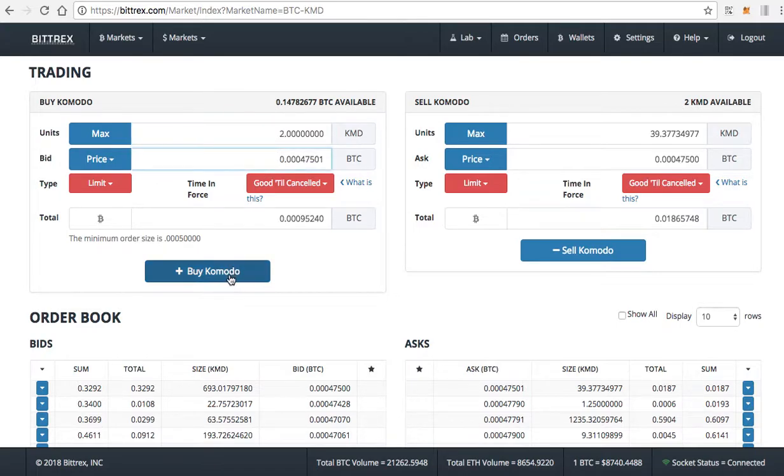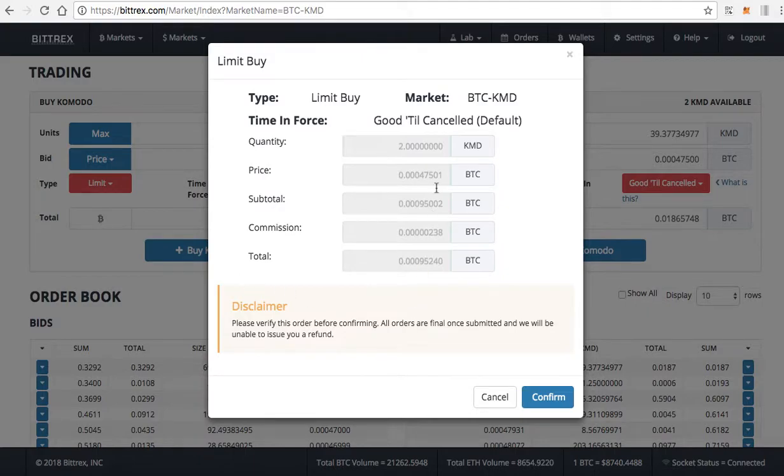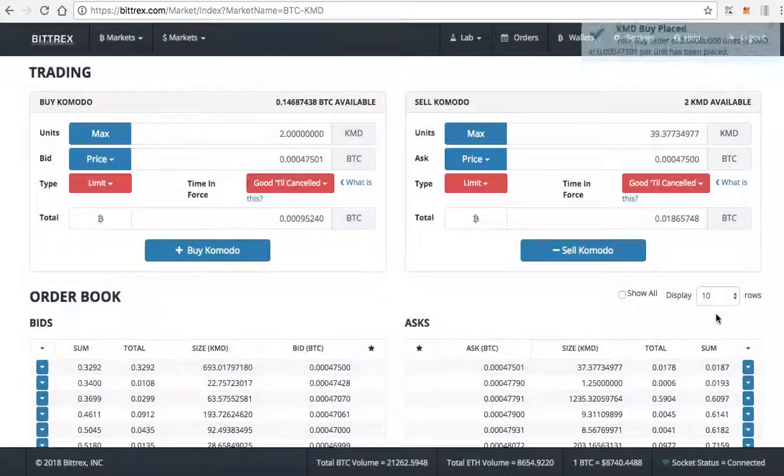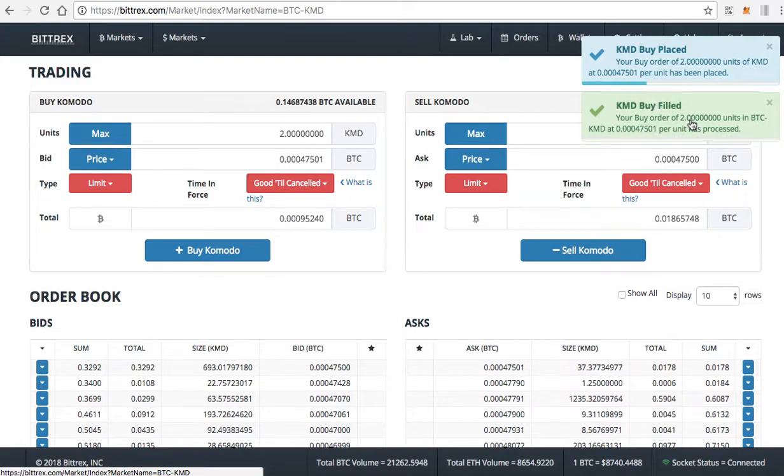So I'm going to buy 2 Komodo at this price. And again, every time I do this, it charges me. Okay, confirmation, the commission to Bittrex is that commission right there. I'm going to say confirm and I'm going to buy it. And it will automatically fill, okay? Because there's an ask right here.